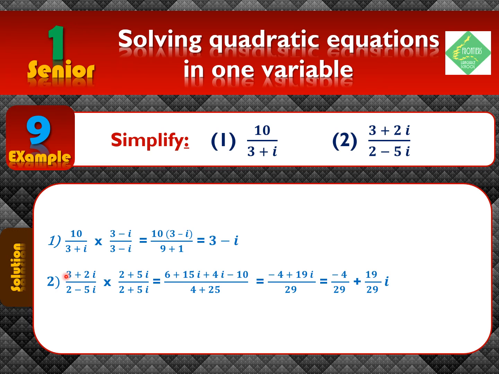Numerator times numerator, distribution method. Remember, 3 multiplying 2 gets 6, 3 multiplying 5i gets 15i, 2i multiplying 2 you get 4i, 2i multiplying 5i you get 2 with 5, 10, i with i squared, so I have 10i squared, and remember i squared equals negative 1, so 10 multiplying negative 1 you get negative 10.